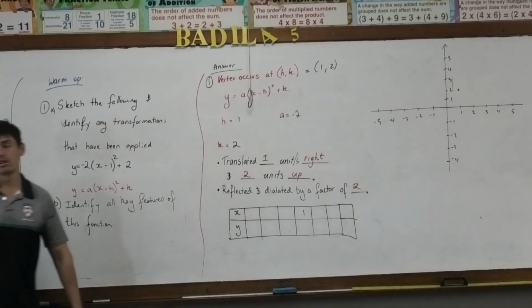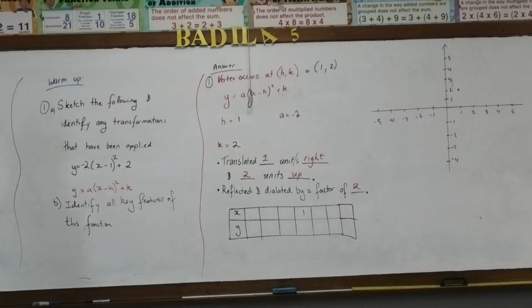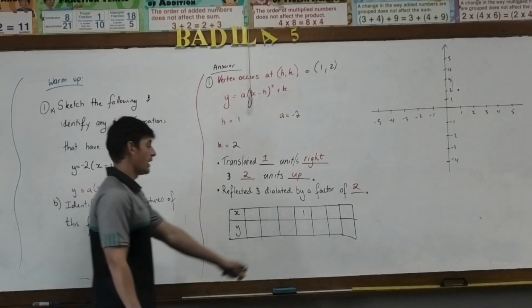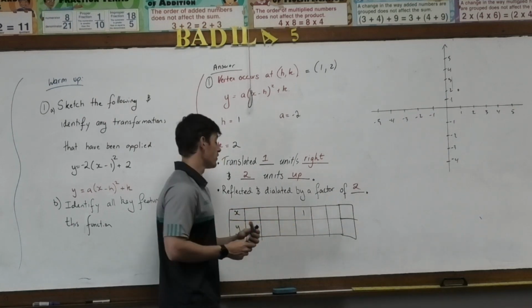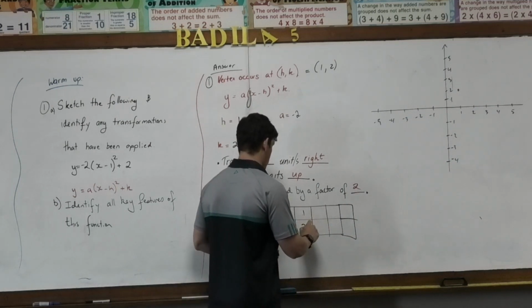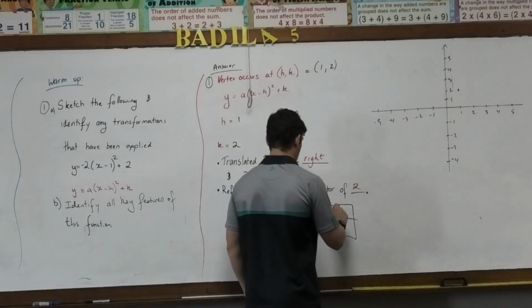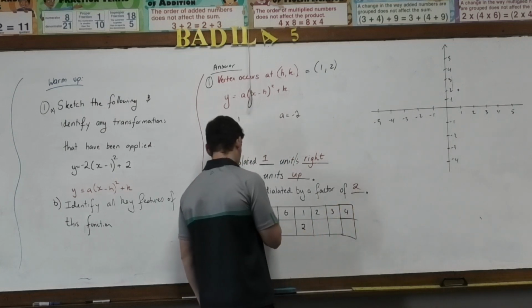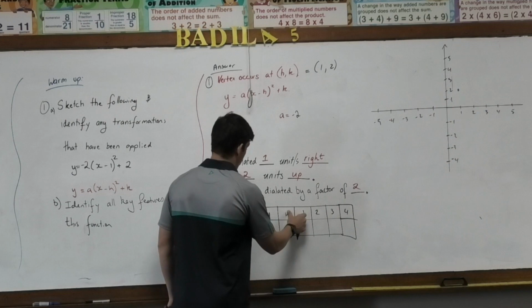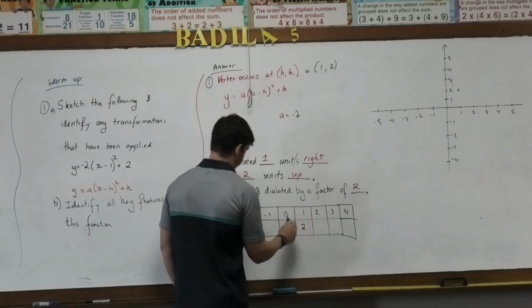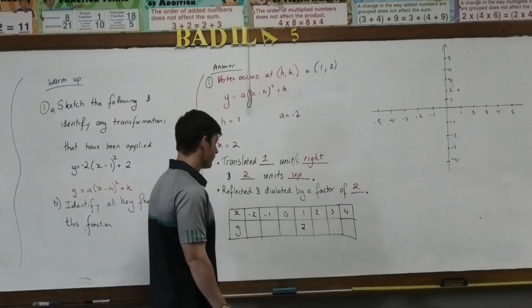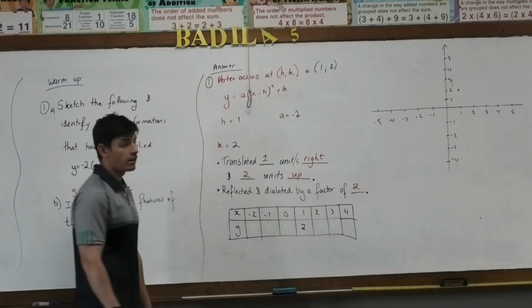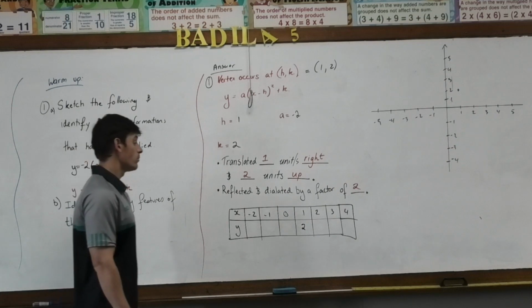Now at this stage we can use our table. What value do I always put in the middle? My h value. What's the y value going to be? It's my k value, so that's going to be equal to 2. Now when x equals 0, 2, 3, 4, negative 1, negative 2. What is 0 minus 1? Negative 1 squared is positive 1, times negative 2 is negative 2, plus 2.